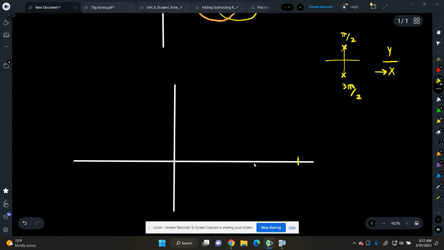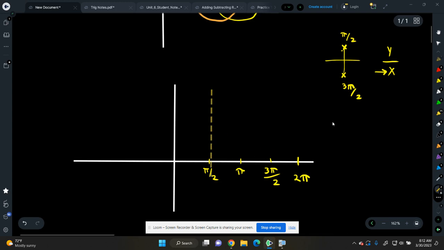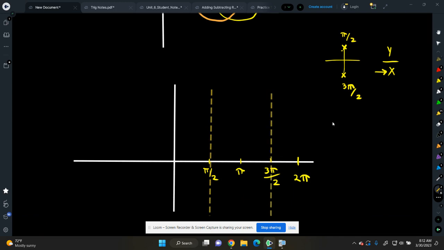So if we go from 0 to 2 pi, here's pi over 2, and here is 3 pi over 2. Because the tangent is undefined there, we have what we call a vertical asymptote. So we have this invisible line here that the tangent function does not cross, okay?